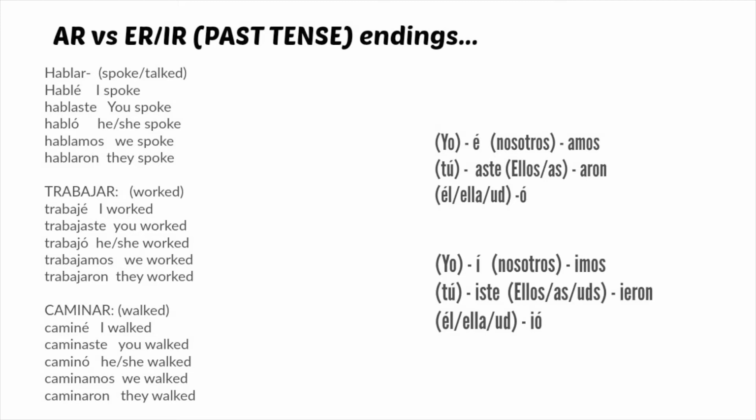Okay, let's look at caminar, which is to walk. Here we have walked because that's the past tense. I walked. Yo caminé. You walked. Tú caminaste. He or she walked. Caminó, él caminó or ella caminó. Caminamos, we walked. Caminaron, they walked.